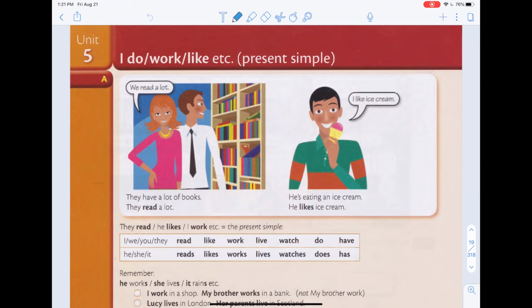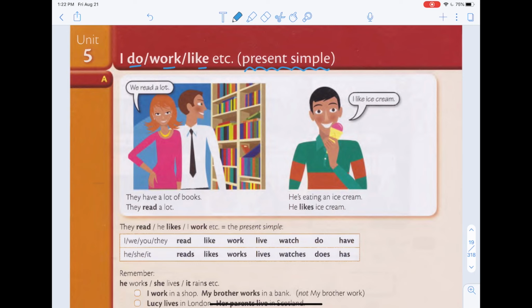And today we are going to learn Unit 5, and here we are going to learn I do, work, like. These are just examples, but this chapter is about present simple. So last week you guys learned about present continuous. Present continuous, if you remember, is what is happening right now. That is very important. That's why we have the word continuous. Now, what is present simple? Let's look at some examples and see if you get an idea of what present simple is.